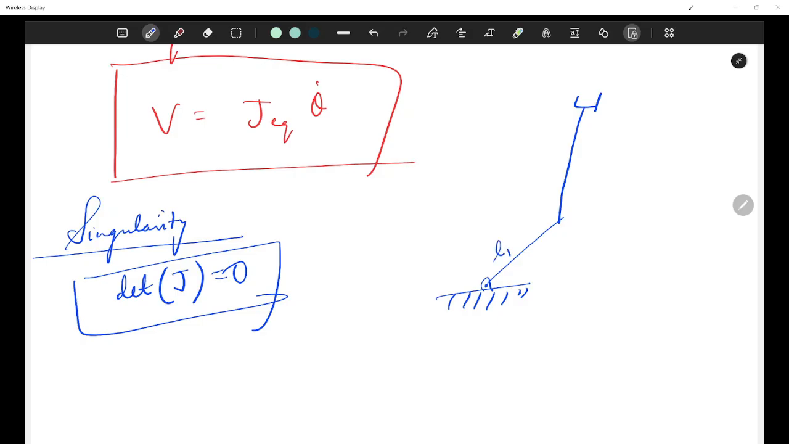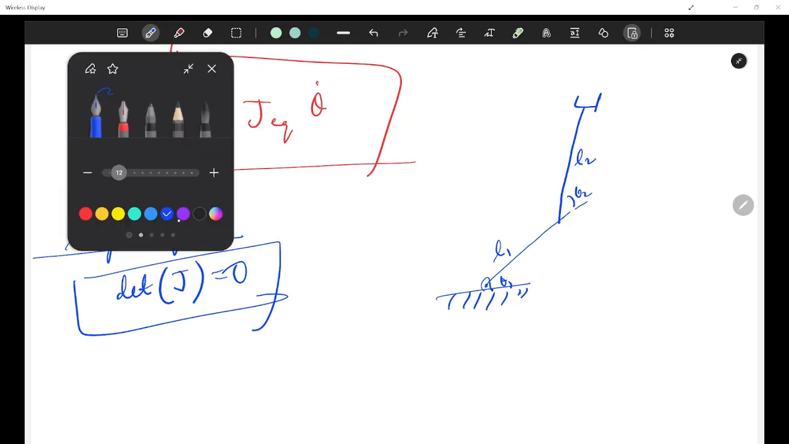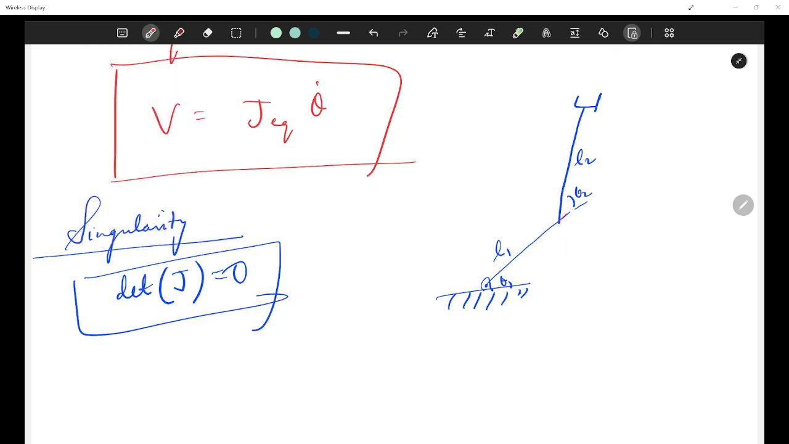Let's say the length is L1, the length is L2. It's maintaining some angle here, theta 1, and some angle is being maintained here, which is theta 2. Let's say the conditions change and my L1 is like this, but I have L2 completely like this. So there is an angle of either 0 degree or 360 degree, 0 or 2 pi, in between both the links.